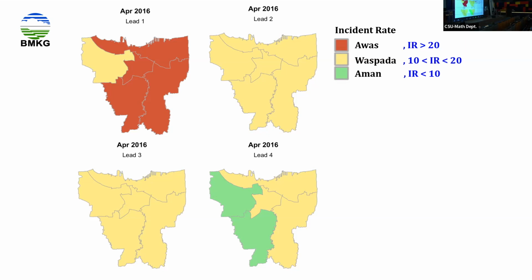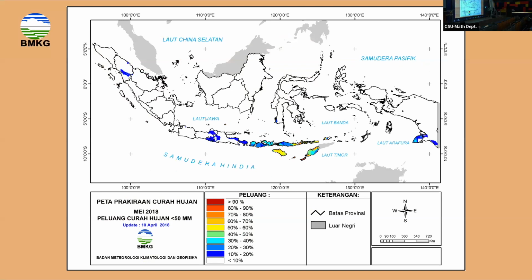So for example, they can see the color for their region, then execute some prevention steps. And this climate agency already has a set of supporting climate data.